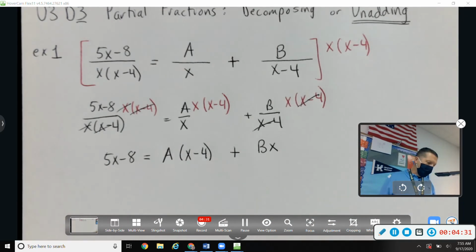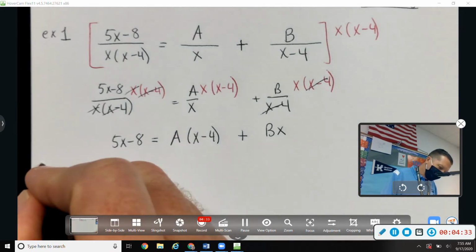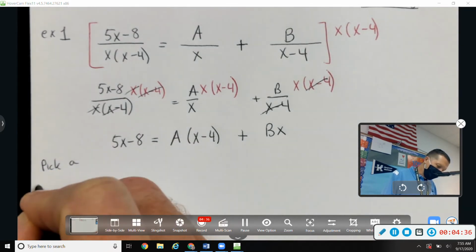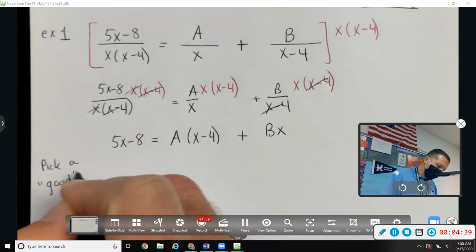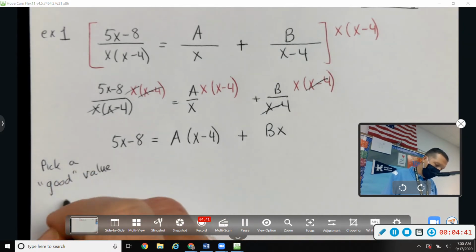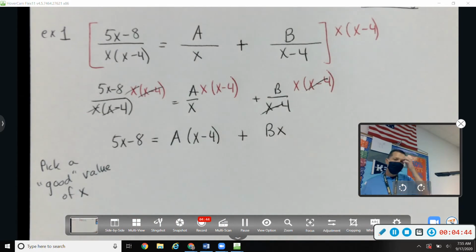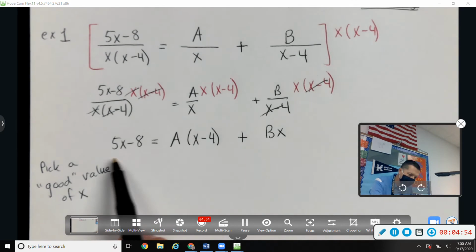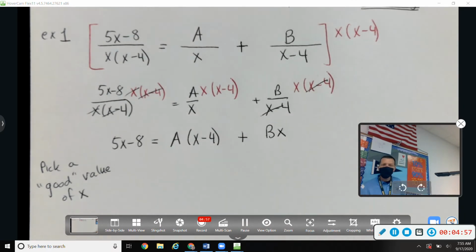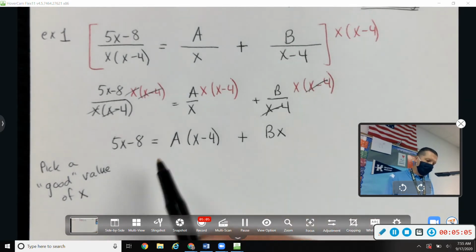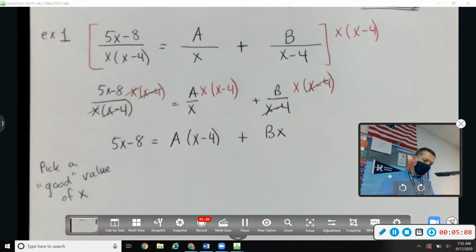All right, the next step is maybe the tricky part. We want to pick a, quote, good value of x. And a good value is a value that makes some stuff go away. Our goal is to find A and B. And this statement is true for all values of x. So I get to pick anything I want. But there's some good values of x that make things go away, and there's some bad values of x that don't really help. So any guesses on what would be a good value of x to pick?